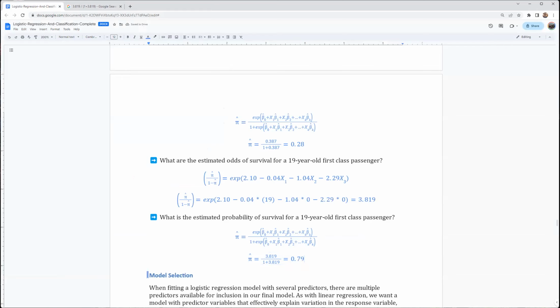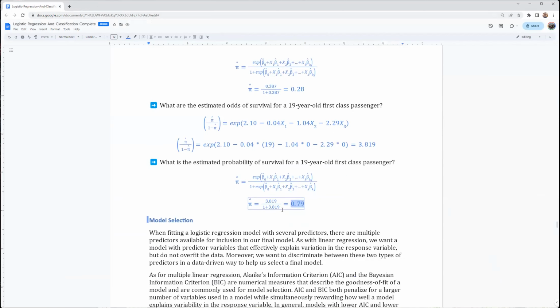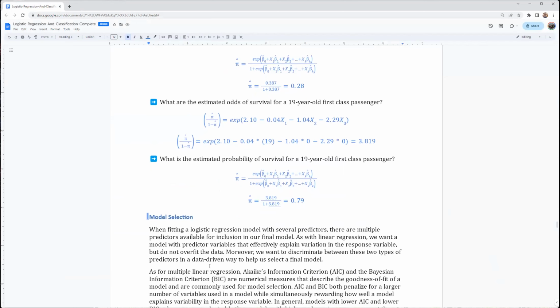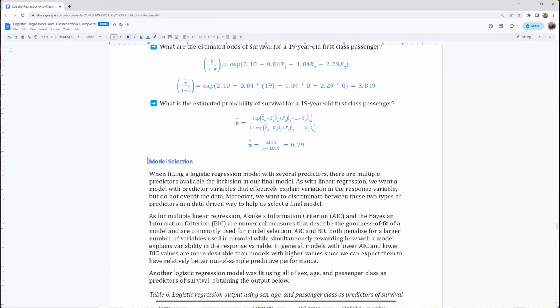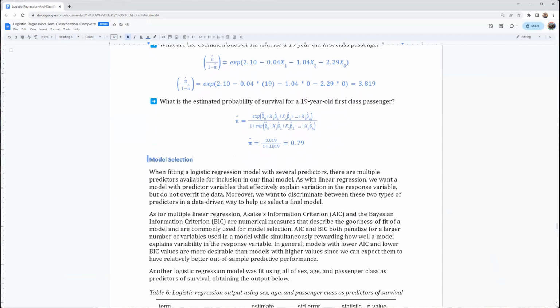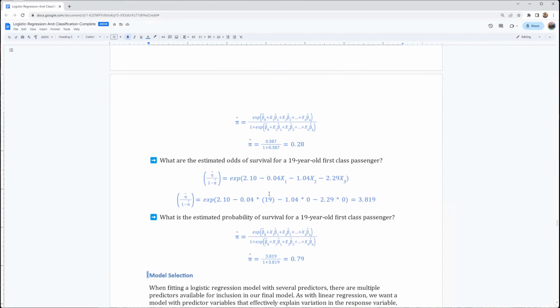So you can see here the difference in survival. Even for someone of the same age, if you were third class, you had less than a 30% chance of survival. If you were first class, you had a good chance, almost 80% chance of survival. Still not great. There's still a 20% chance of not surviving. I don't think anybody would be very happy about that, but we can see the differences based on class here.